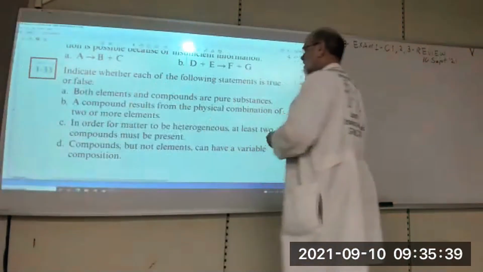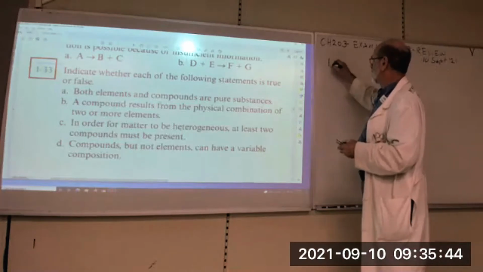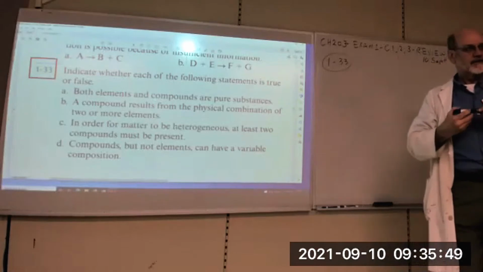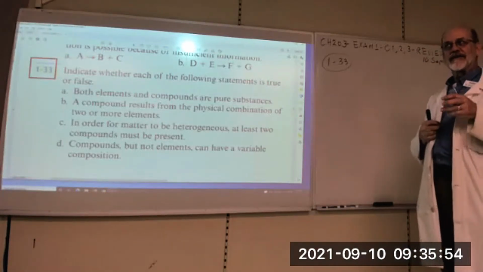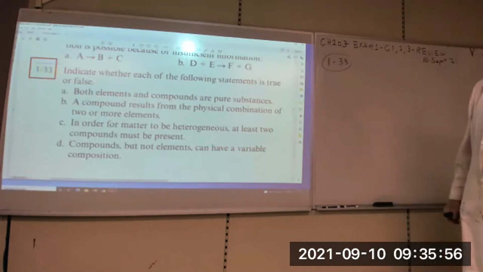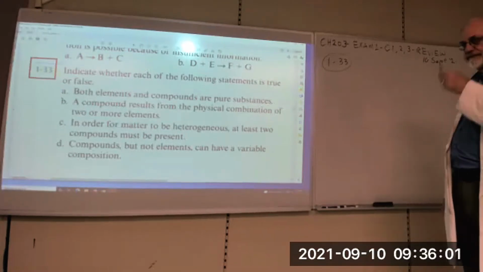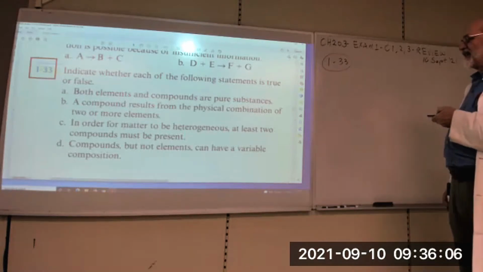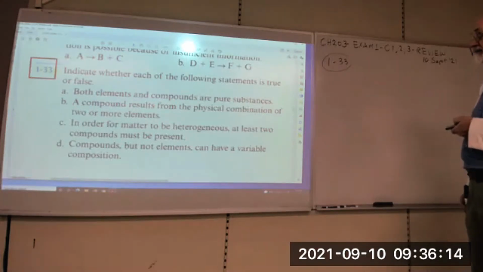If I have any trouble with this one, indicate whether each of the following statements is true or false. True, false statements usually cause a lot of trouble because you can think of scenarios where, yeah, maybe it's sort of gray area type thinking. That's why I never use true, false. Thank you, Lord. Let's see if we can answer this one and defeat the purpose of the author for creating this question.